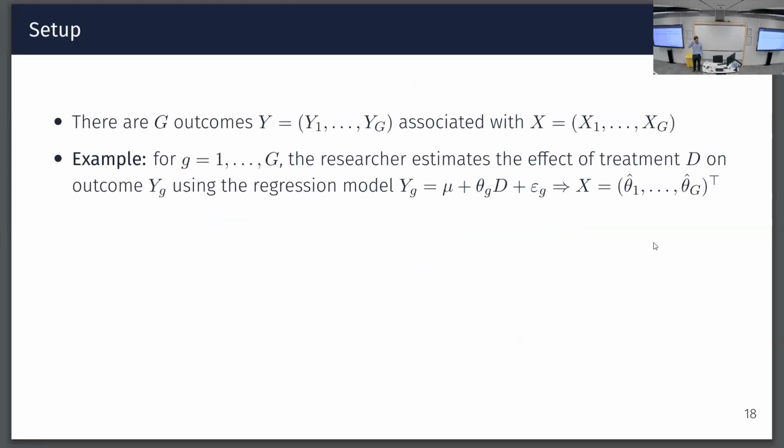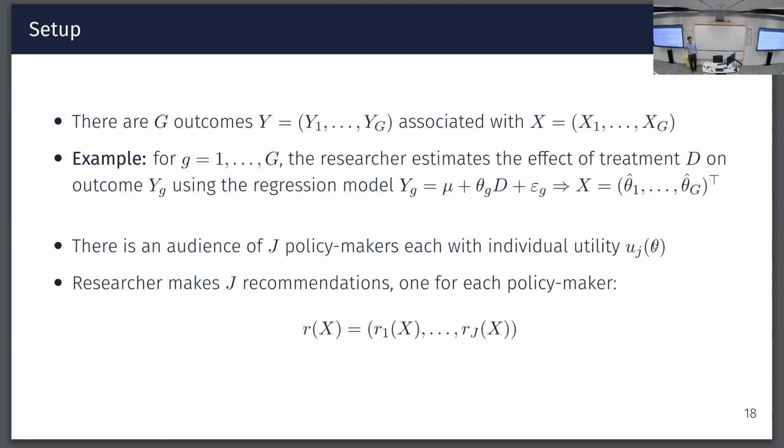Okay, so suppose that we have capital J outcomes, and each outcome is associated with an estimated effect. So we have, for instance, outcome J is equal to some treatment effect, and then we have some effect estimated for each outcome. And now we can think about having an audience of capital J policymakers, and each policymaker is going to have a utility u_j of the data. Because we introduced capital J policymakers, now we basically reintroduce a multiple hypothesis testing problem, because we can think about having one decision for each policymaker.